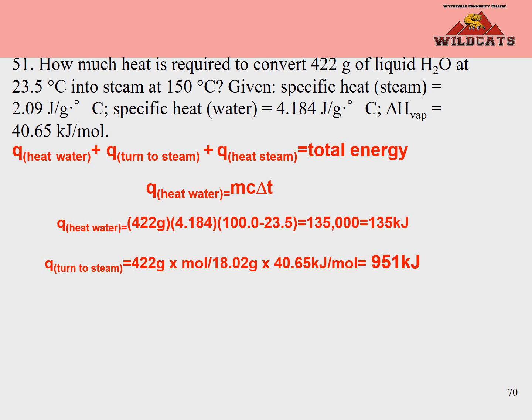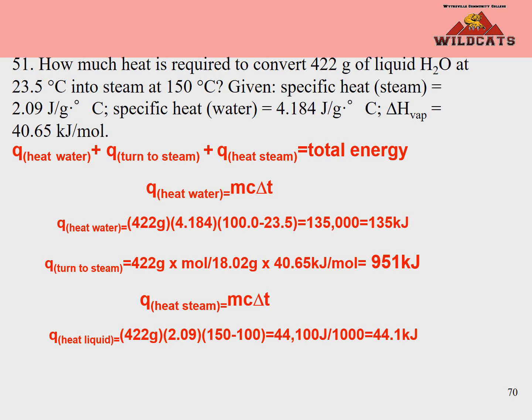And then we have to heat that steam. The heat capacity of steam is 2.09 joules per gram per degree Celsius. That's why I had to divide by 1,000 to come up with the kilojoules. We're going to add all three of these together and we end up with 1,130 kilojoules.